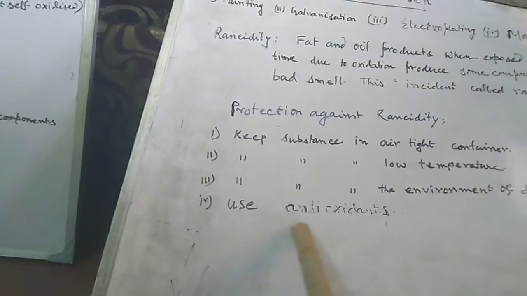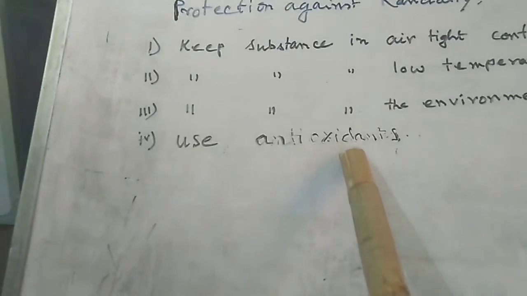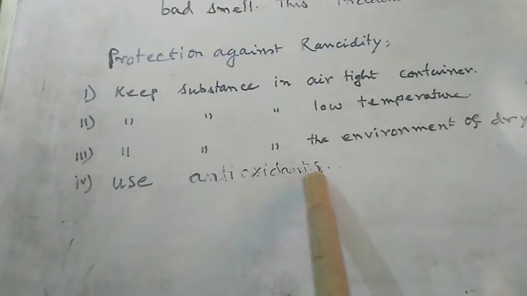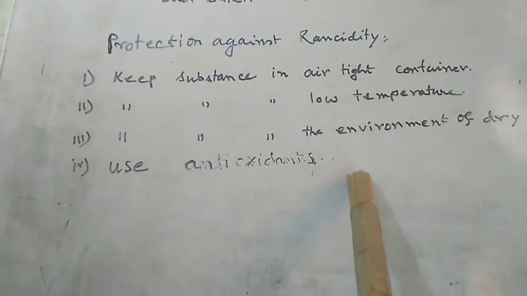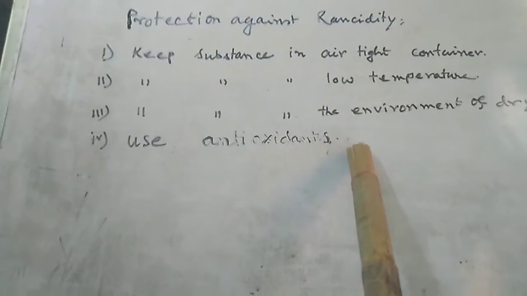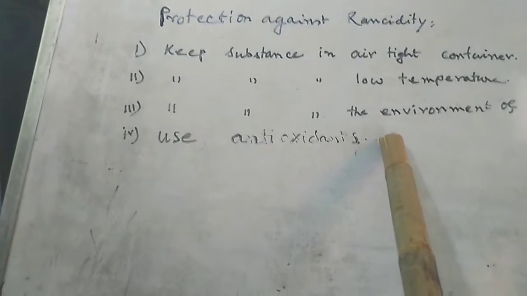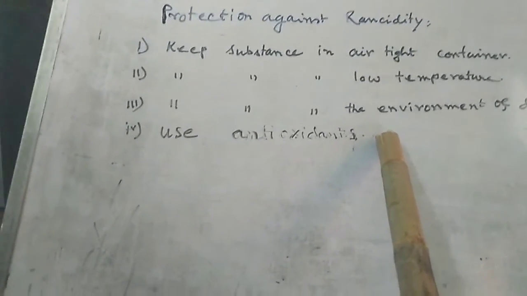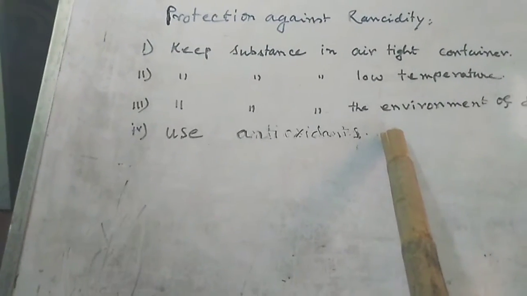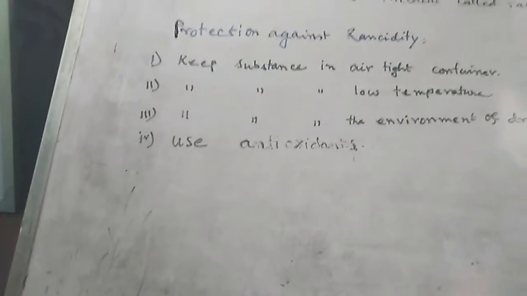Next is the use of antioxidants. Antioxidants are substances which prevent the oxidation process. One example of an antioxidant is vitamin E. Vitamin E is a good antioxidant which is mixed with ghee or butter, so that the ghee and butter do not become rancid for a long time even if exposed in air.